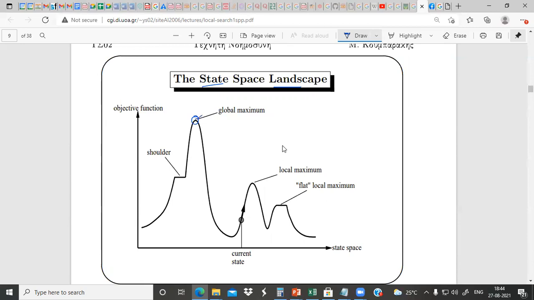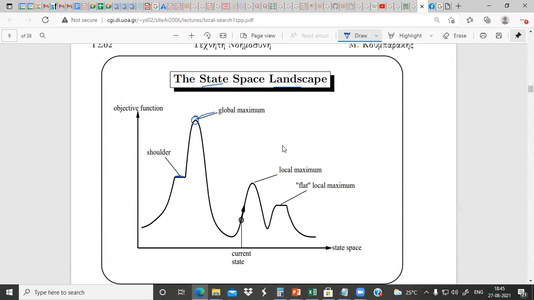Global maxima means this is the best point. So this is the goal state. There is nothing better than this state. And this point is called a shoulder. Why is it called a shoulder? Because before the shoulder we have this.